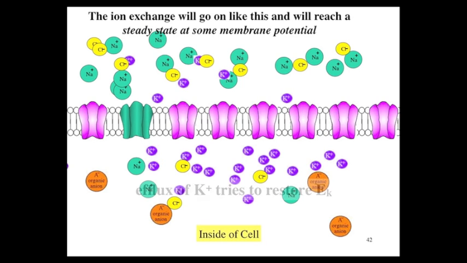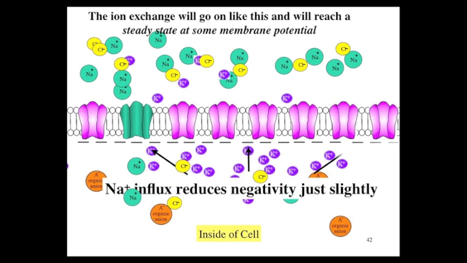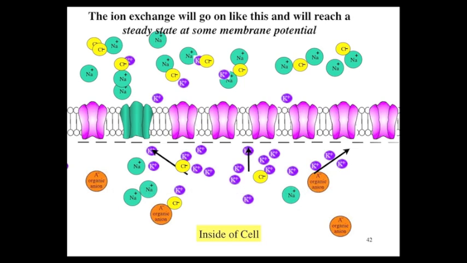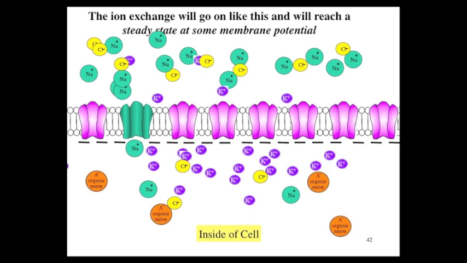Influx of sodium reduces negativity, allowing the concentration force to drive some potassium out. And this is going to continue, in, out, until some membrane potential or some steady state is established. And of course, this goes on simultaneously, the influx of sodium and simultaneously the efflux of potassium.